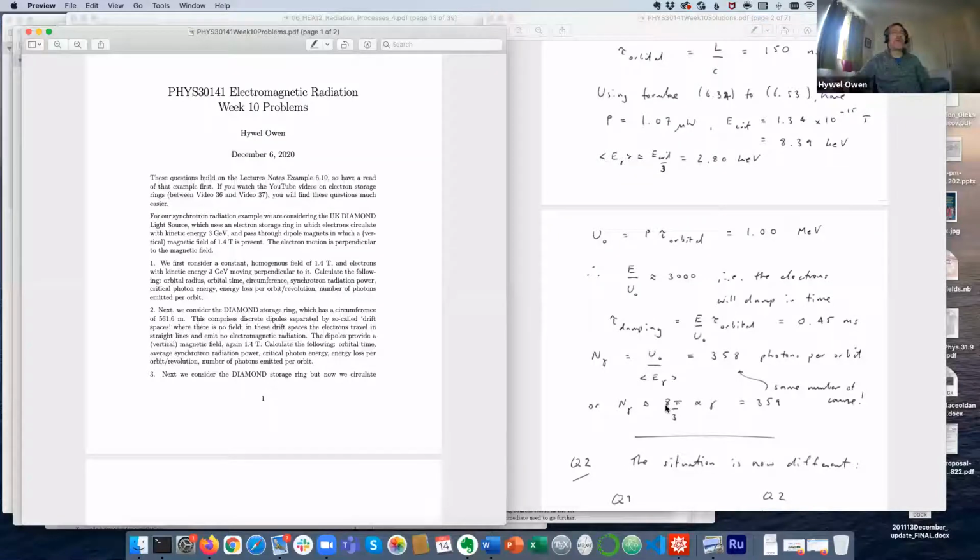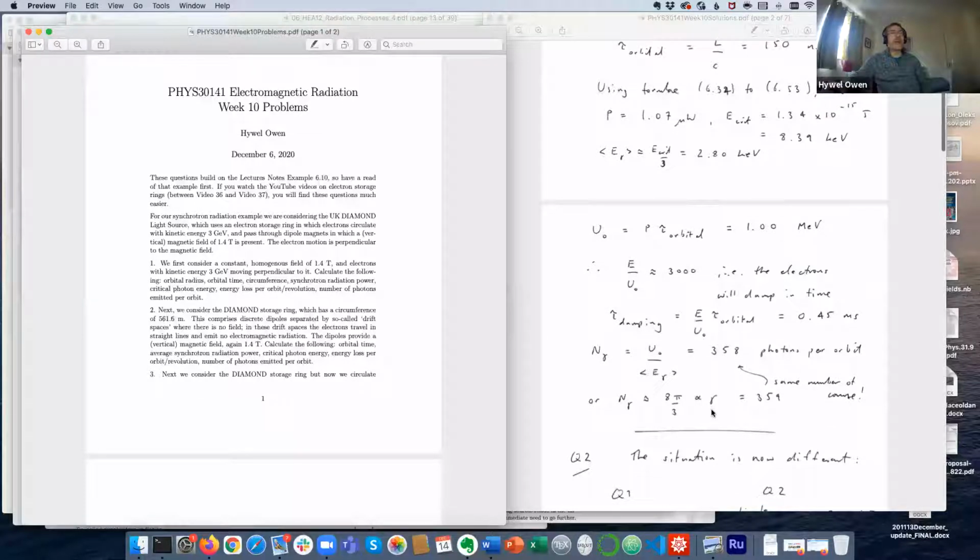It's not far off being about 400 or so, which is what this number is. Okay, so if we put these numbers into our calculators, we see it's about 359. So you can see that the number of photons emitted per turn only depends on the electron energy through gamma. It does not depend on the magnetic field.